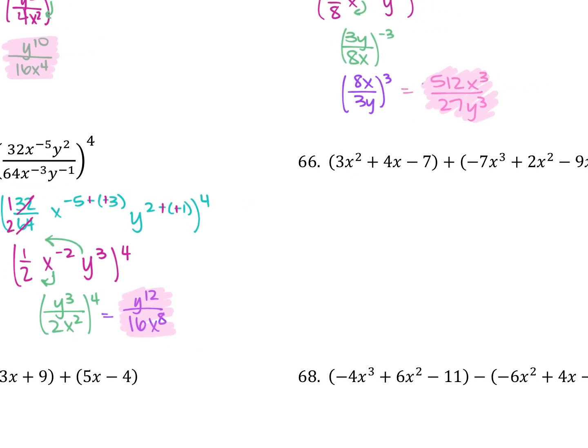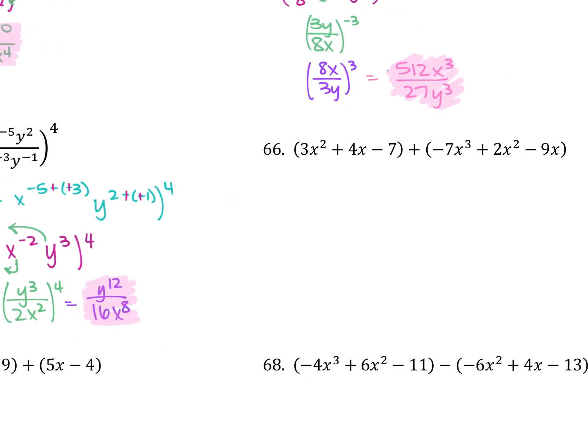For 66, we have 3x squared plus 4x minus 7 plus negative 7x cubed plus 2x squared minus 9x. There's addition between your two parentheses, so just get rid of the parentheses and rewrite this without them. From here, you're just going to combine like terms. So I start with my highest, so that way it's in standard form. My highest power there is the x cubed. You only have that negative 7x cubed, so write that down.